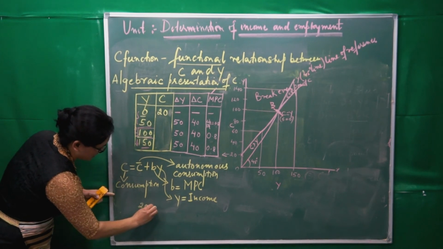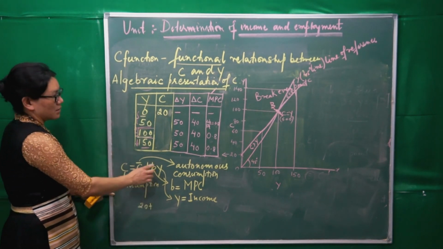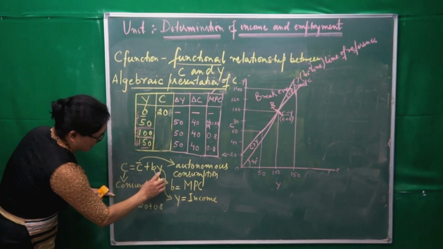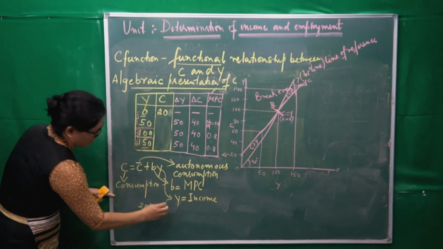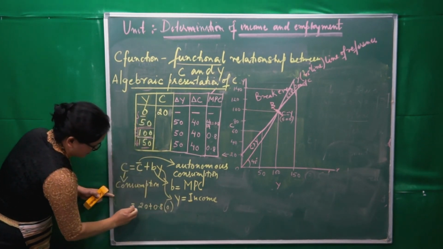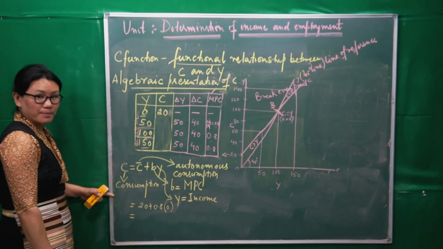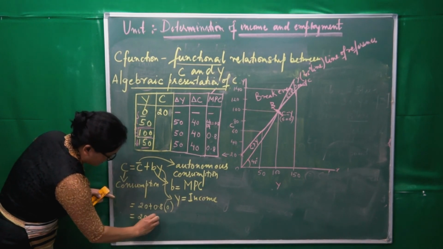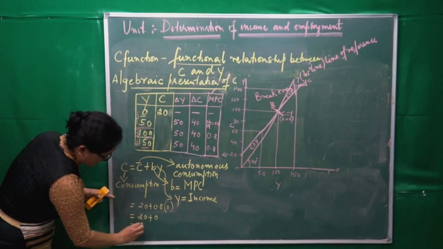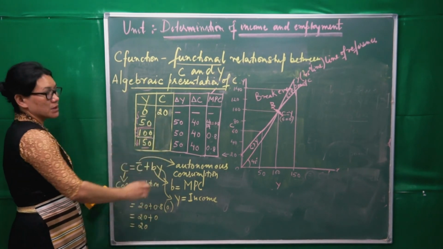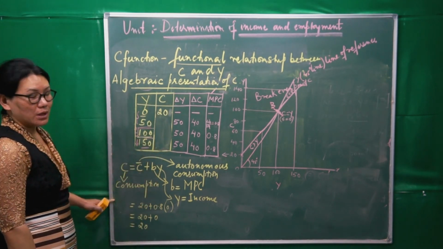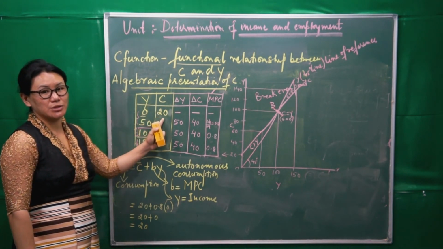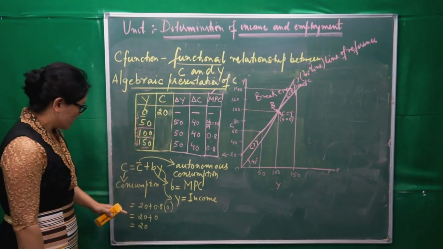20 plus B. How much do we have for B? 0.8. And then Y is 0. Okay, so 20. It will be 20. We do not necessarily have to mention 20 here. This is just an assumption that there is a minimum level of consumption. Okay, so this is the first one.